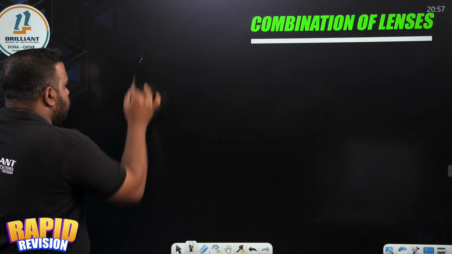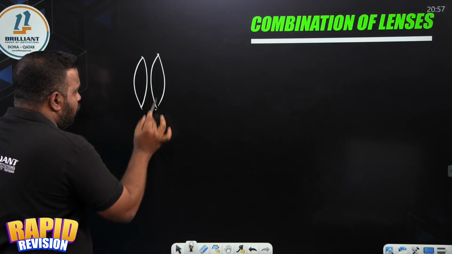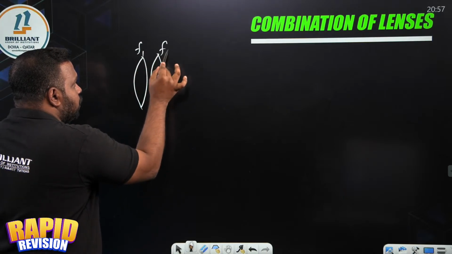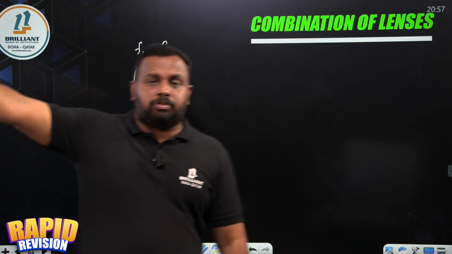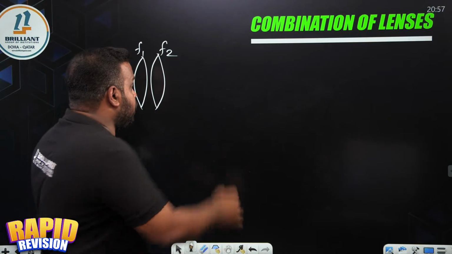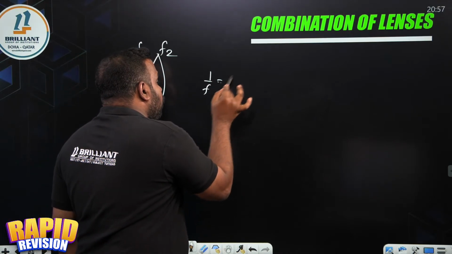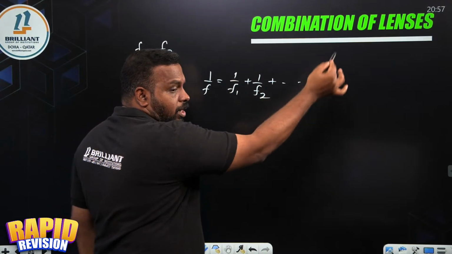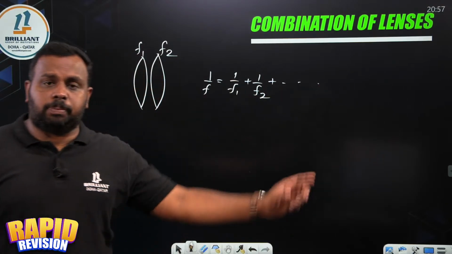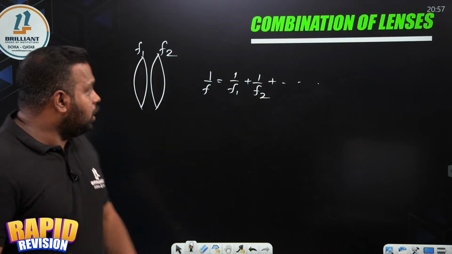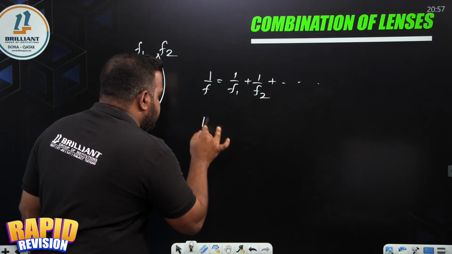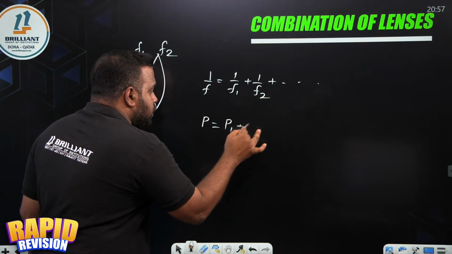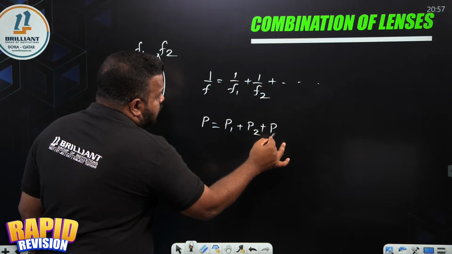So I'm quickly going through the topics. Lens 1, lens 2, if you are combining, this is focal length f1, this is focal length f2. What is the focal length of the combination? How can we find it? 1 by f is equal to 1 by f1 plus 1 by f2, plus etc. if there are more lenses. And power of the combination P is equal to what? P1 plus P2 plus P3 plus etc.